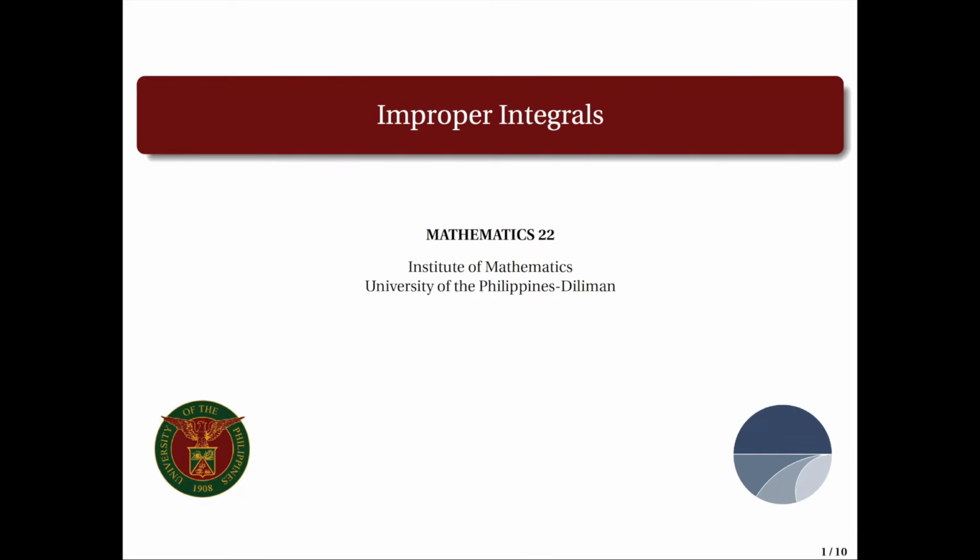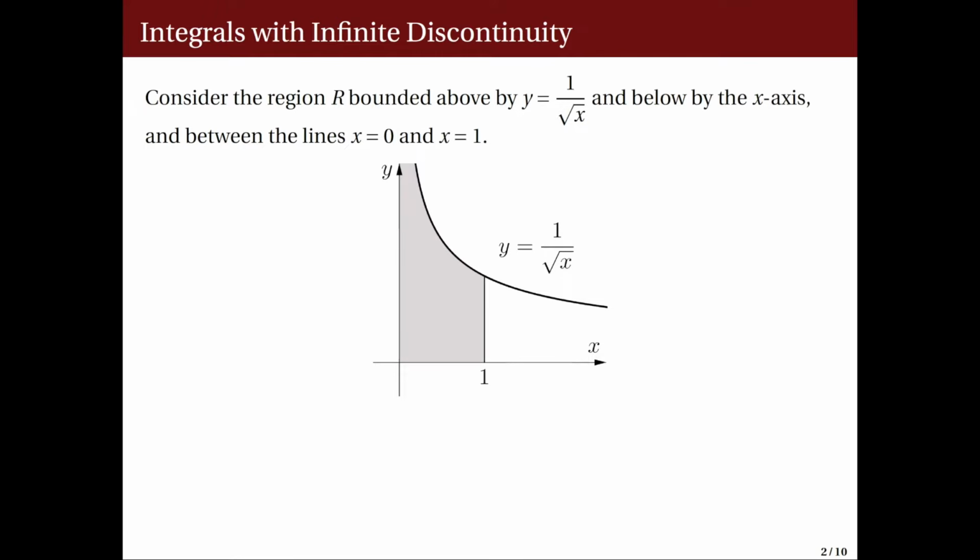For this part, we deal with improper integrals whose integrand has an infinite discontinuity on the given interval. To introduce such an integral, let us consider the region R bounded above by y equal to 1 over the square root of x, bounded below by the x-axis, and between the lines x equal to 0 and x equal to 1. Observe that the function 1 over the square root of x has an infinite discontinuity at x equal to 0. Geometrically, that means this graph is asymptotic to the y-axis, and hence the shaded region extends infinitely up in this direction.